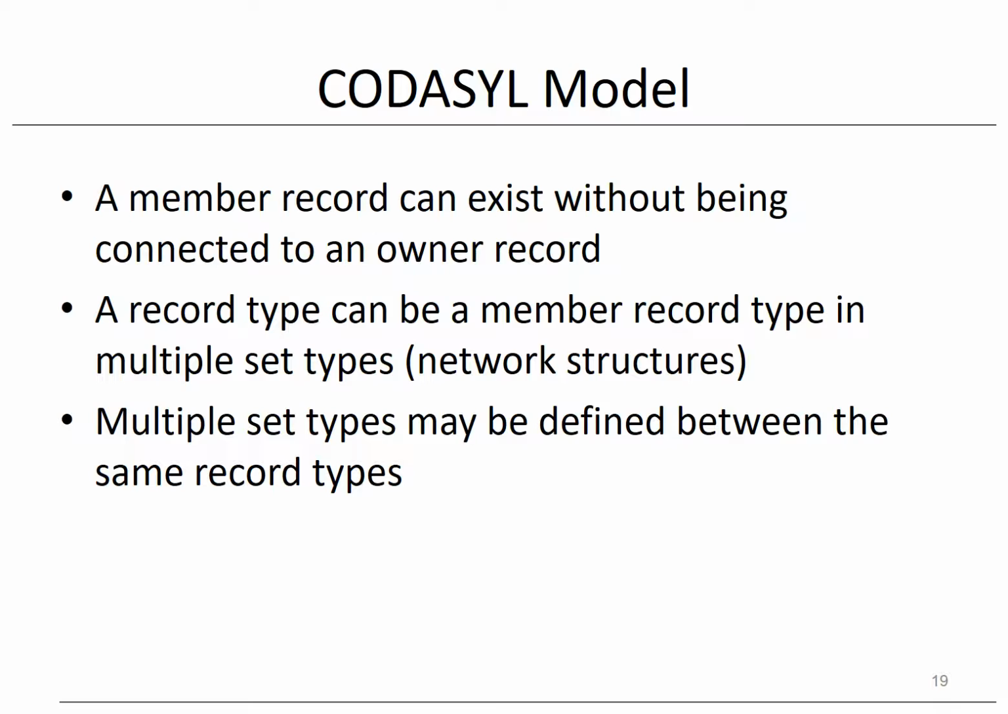A record type can be a member record type in multiple set types, which allows the creation of network structures. In the hierarchical model, a child record type can only be connected to one parent record type. Finally, multiple set types may be defined between the same record types, which is another difference with the hierarchical model.